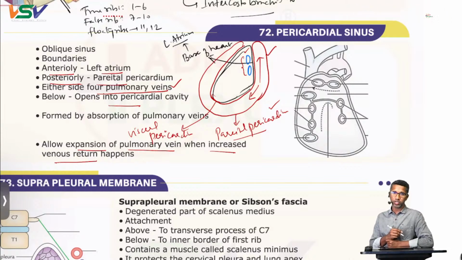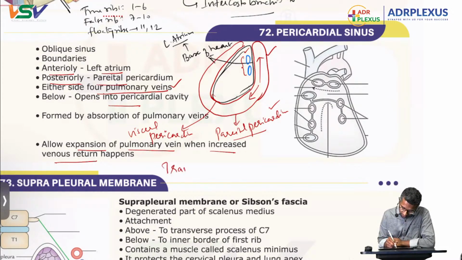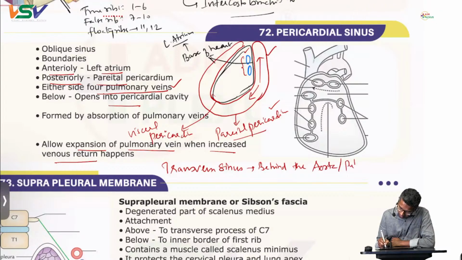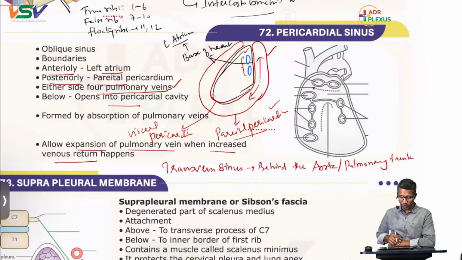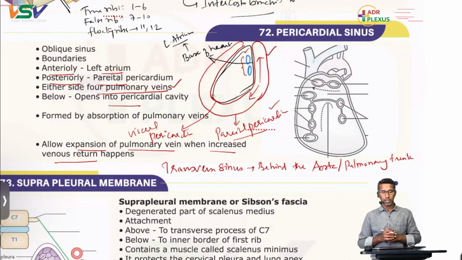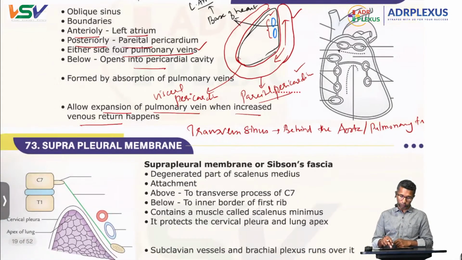There is another sinus called the transverse sinus, which is present behind the root of the great vessels. So the transverse sinus is another sinus, which is present behind the aorta and the pulmonary trunk. Okay, so these are the transverse sinus and oblique sinus, spaces in the pericardial cavity. Okay, so with this note, we will move to the next question.